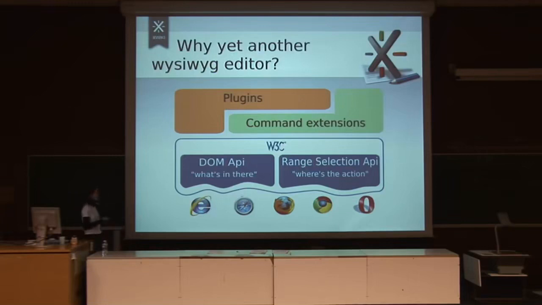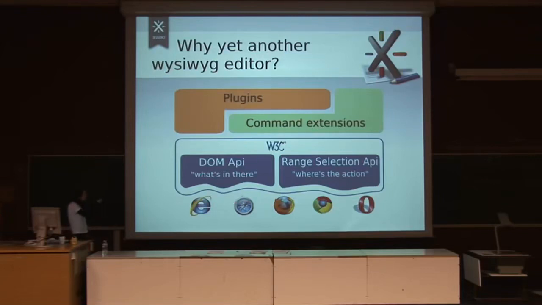And the way we see this is with an abstraction layer. So you have the browser mess down here and an abstraction layer with the good APIs that show you what's in there and where the action is, where things are happening, what the user is doing, where they are doing it, how they are doing it, and stuff like that, which allows you to control the content being edited with an abstraction layer.